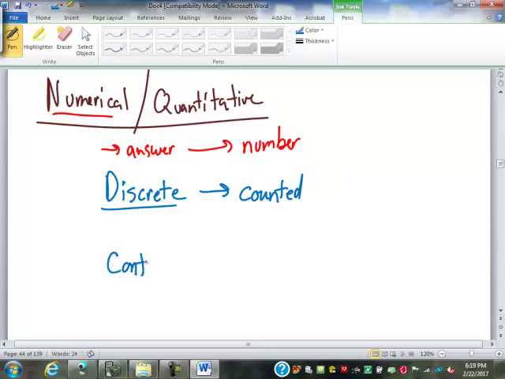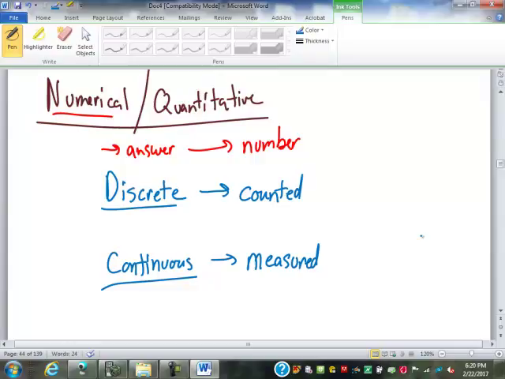Continuous. A continuous numerical variable is measured. Your height is a continuous variable because you're going to measure your height. The technical definition of continuous is no matter how close together two numbers are, you can always get a number that's in between them. I prefer to go just counted and measured. I mean, there is gray area between them no matter how you define them.